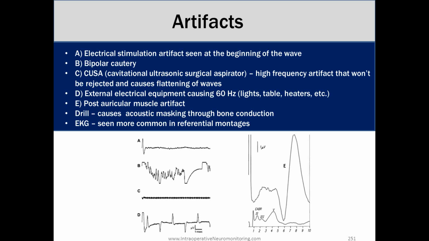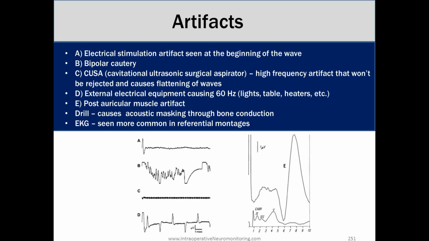Artifacts. Electrical stimulation artifact seen at the beginning of the wave, like we see in A. B is a bipolar cautery. C is the CUSA, or cavitational ultrasonic surgical aspirator. High frequency artifact that won't be rejected and causes flattening of the waves. D is an external electrical equipment causing 60 Hertz. E is a post-auricular muscle artifact.